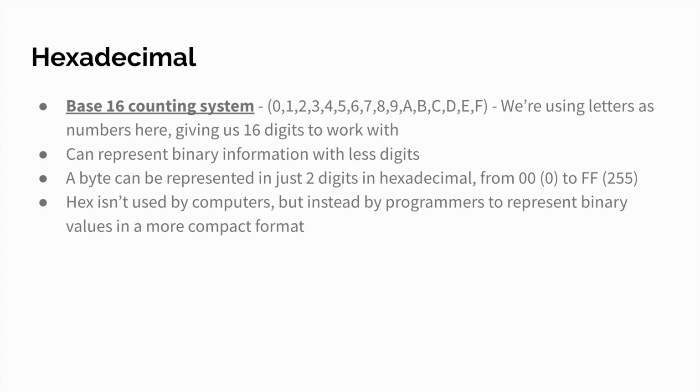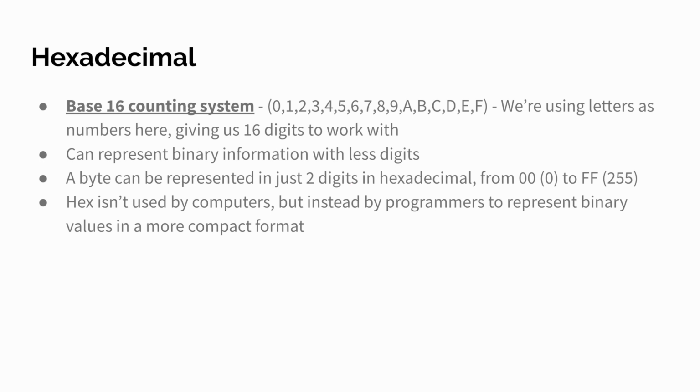Then hexadecimal. This is a base 16 counting system. So in our decimal, we have 10 digits from 0 to 9. In our binary, we have 2 digits because it's base 2, which we just have 0 and 1. Here we have 16 digits because we're also using the first 6 letters of the alphabet as digits as well. So this gives us 16 digits to work with instead of the usual 10.